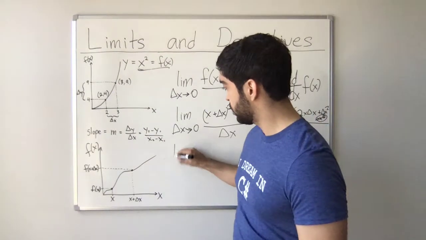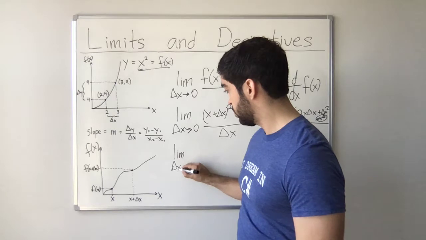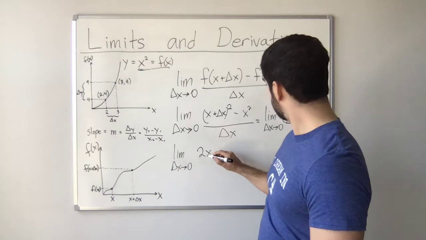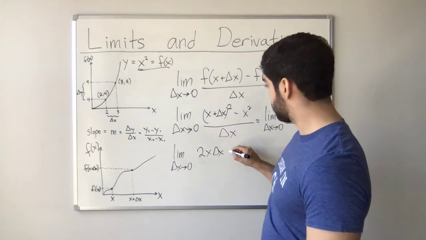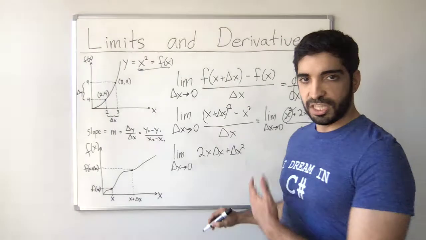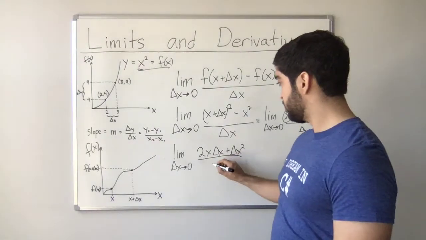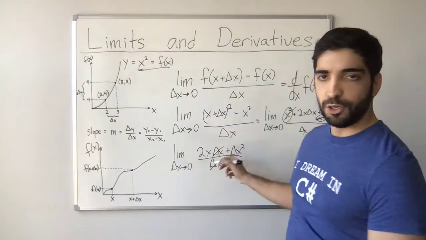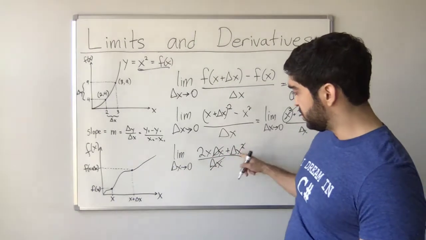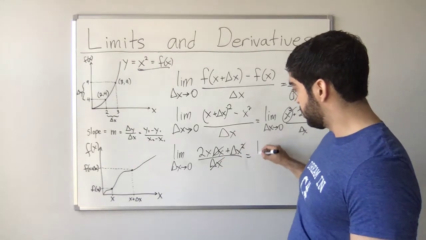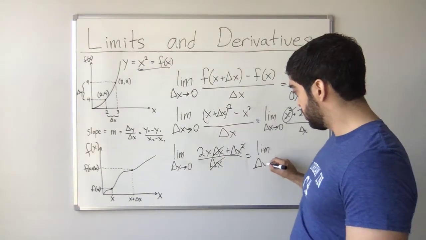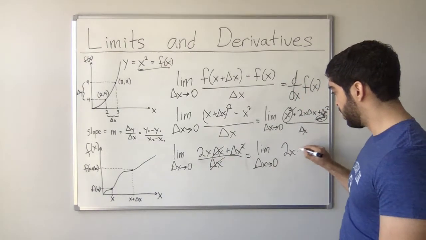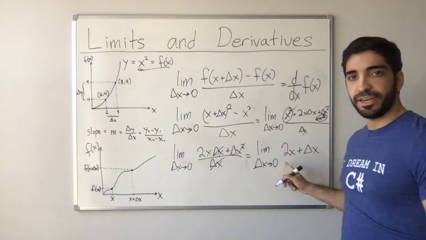So we have the limit as delta x goes to 0, and we have 2x delta x plus delta x squared here divided by delta x. And the delta x, you can see the division, they cancel here. In the numerator, each term has a delta x, so one of these cancels and these cancel. So we have the limit as delta x goes to 0 of 2x plus delta x.